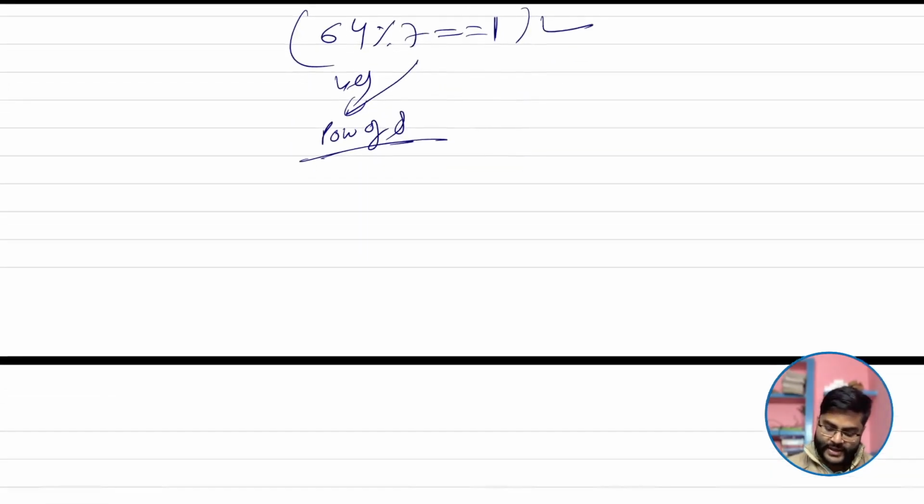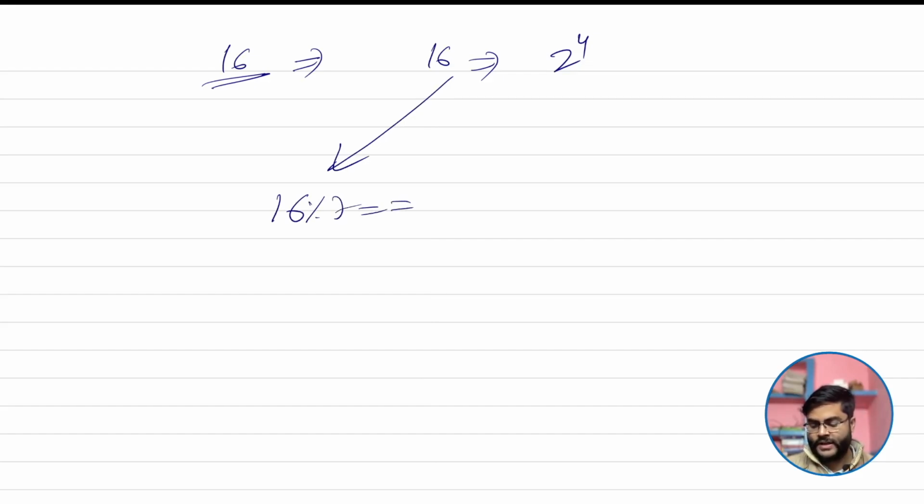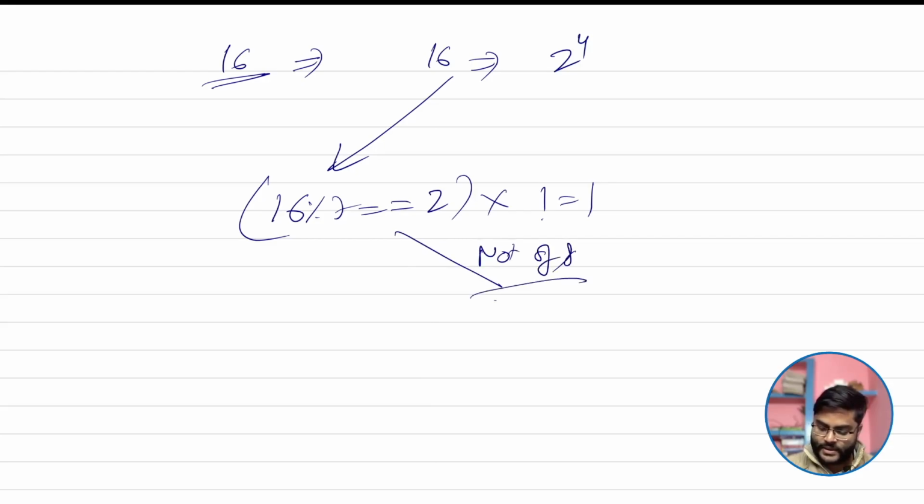If you take another number, let's say 16. 16 is the power of 2. You can write 2 to the power 4, right? Now check further. 16 mod 7 will be 2. So it is not equal to 1. It means it is not a power of 8. So this is our second approach.